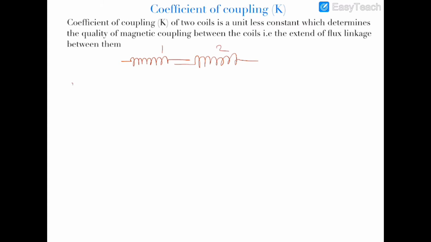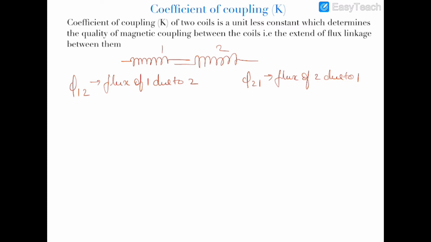There is a very important difference between the total flux and the shared flux. The shared flux is due to the neighboring coil, but the total flux is due to the self induction and due to the mutual induction. So the term phi 12 is the flux of 1 due to 2, and similarly phi 21 is the flux of 2 due to 1.